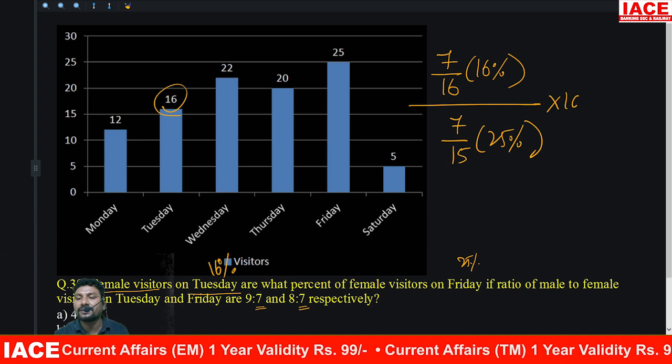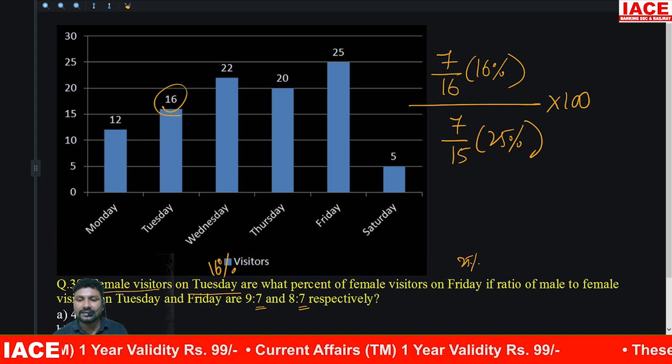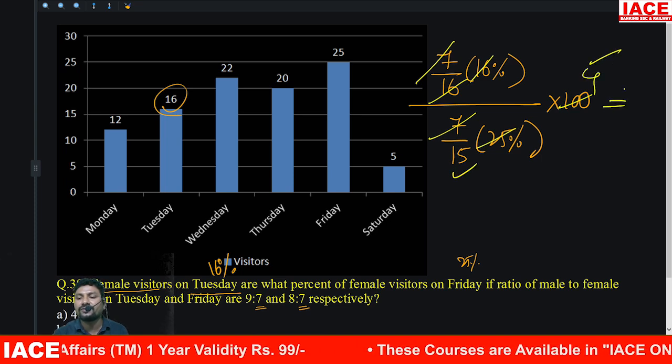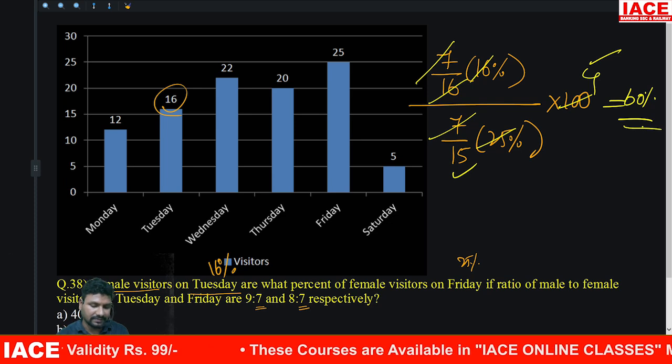And I need overall percentage, will multiply with 100. Cancel the measurements. 7 7 cancel. 16 16 cancel. 25 4s are 100. Then 15 4s are equal to how much percentage? 60%.